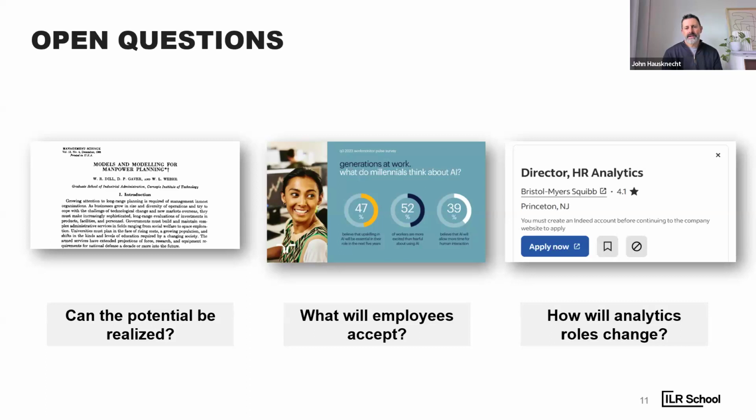A second is around just what will employees accept? And we see this with our students. This report here talks about what millennials think about AI, suggesting about half believe that it'll be essential to their role. About half are excited, more excited than fearful. And I think that's reflective of some of the sentiment right now, right? Maybe some cautiousness, some optimism, depending on the use case.